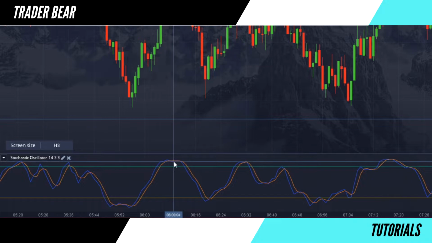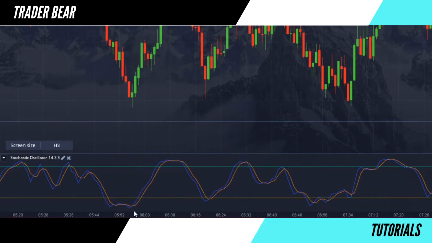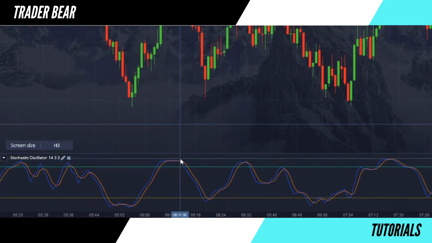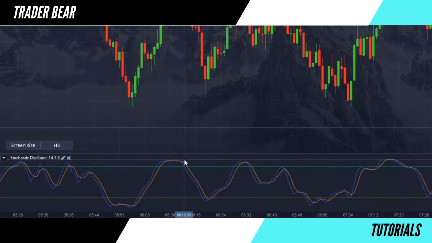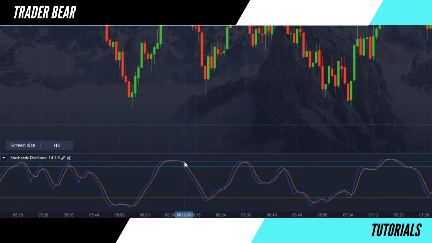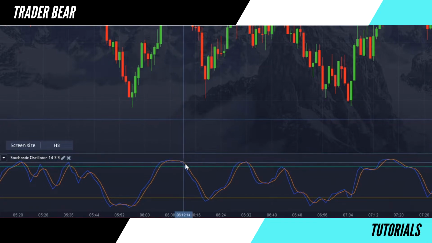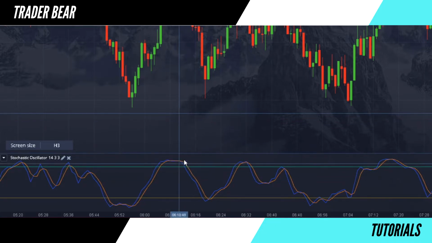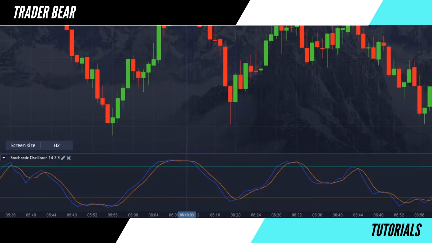Confirmation number one is that once the market enters either overbought or oversold, in this example, overbought, we want to see those two blue and orange lines cross each other going in the direction that we're looking to trade. Right here, we are looking to trade down for the sell. So that would be the first thing that we're looking for. But we don't enter just yet.